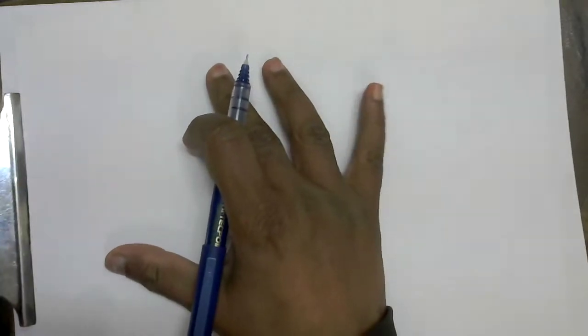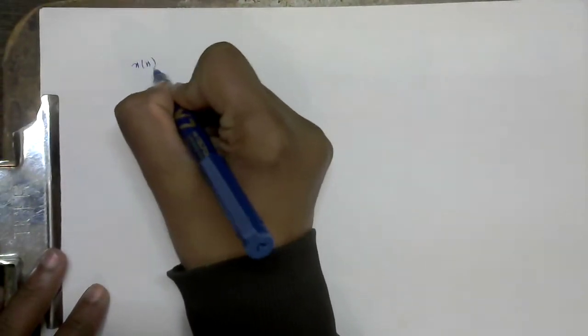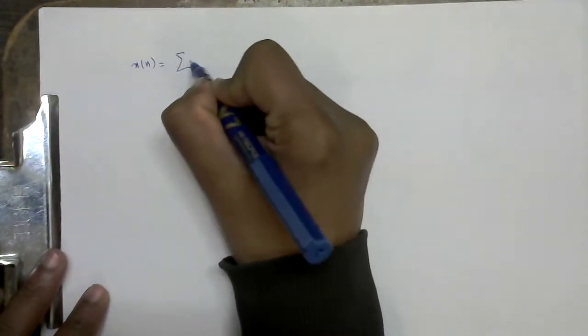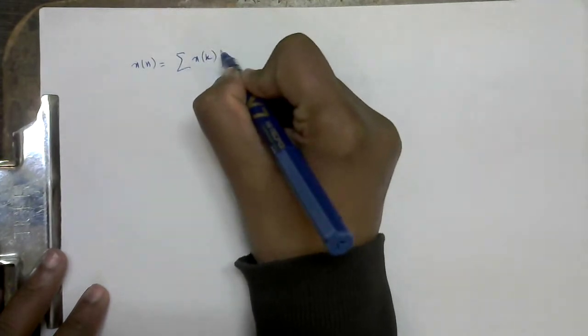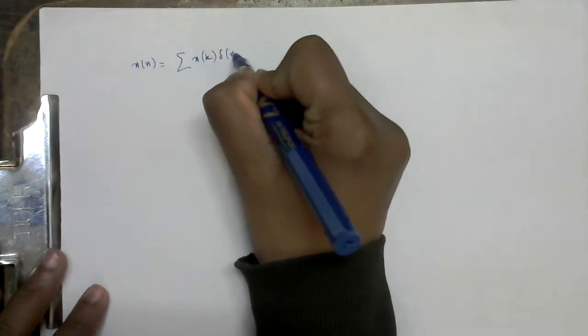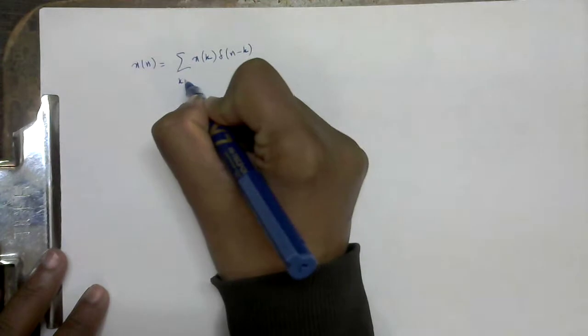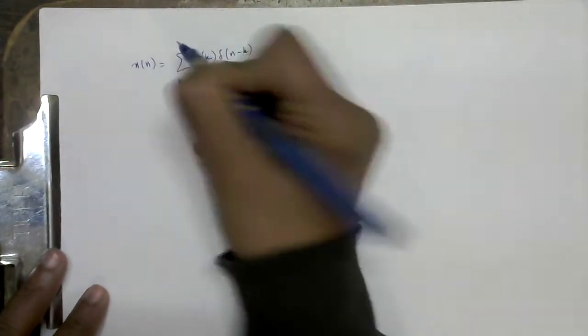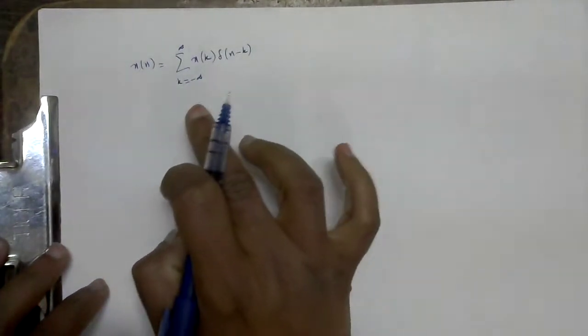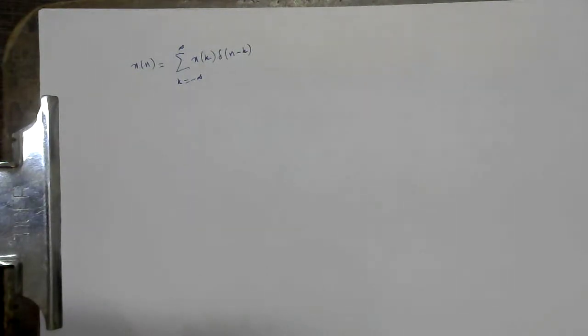So in general, if I am able to write my input x of n as the sum of x of k delta of n minus k, where k goes from minus infinity to plus infinity, this is my arbitrary x of n. I can write it like this.